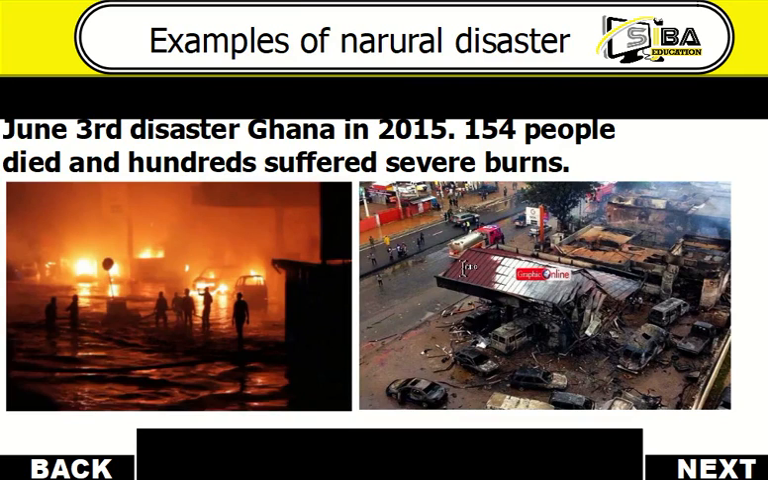And another example of a natural disaster that happened in Ghana is the June 3rd disaster. The June 3rd disaster that happened in Ghana in 2015. 154 people died and 100 suffered severe burns. In fact, this was another tragic incident which happened in Ghana in 2015. It was a disaster.